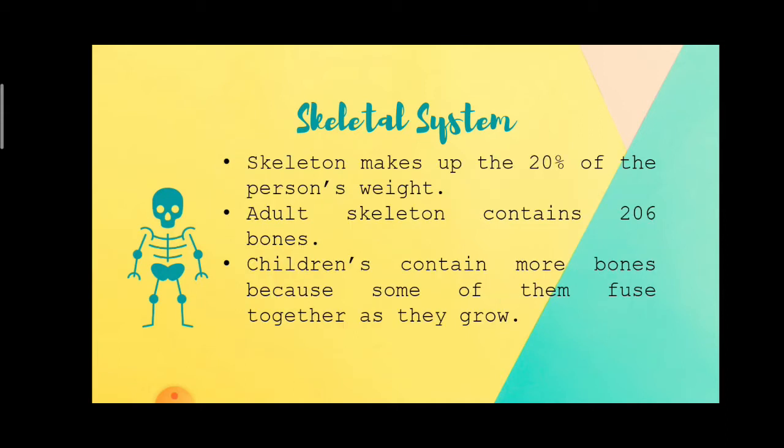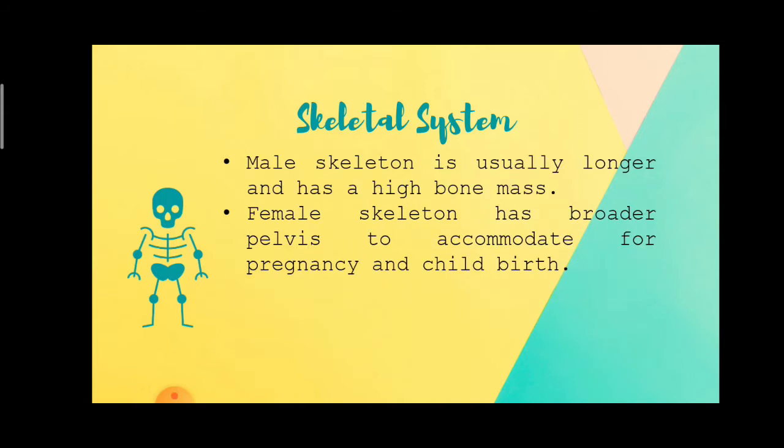The skeletal system or the skeleton makes up to 20% of a person's weight. An adult skeleton contains 206 bones, while children's contain more bones because some of them fuse together as they grow. The male skeleton is usually longer and has a high bone mass, while the female skeleton has a broader pelvis to accommodate pregnancy and childbirth.